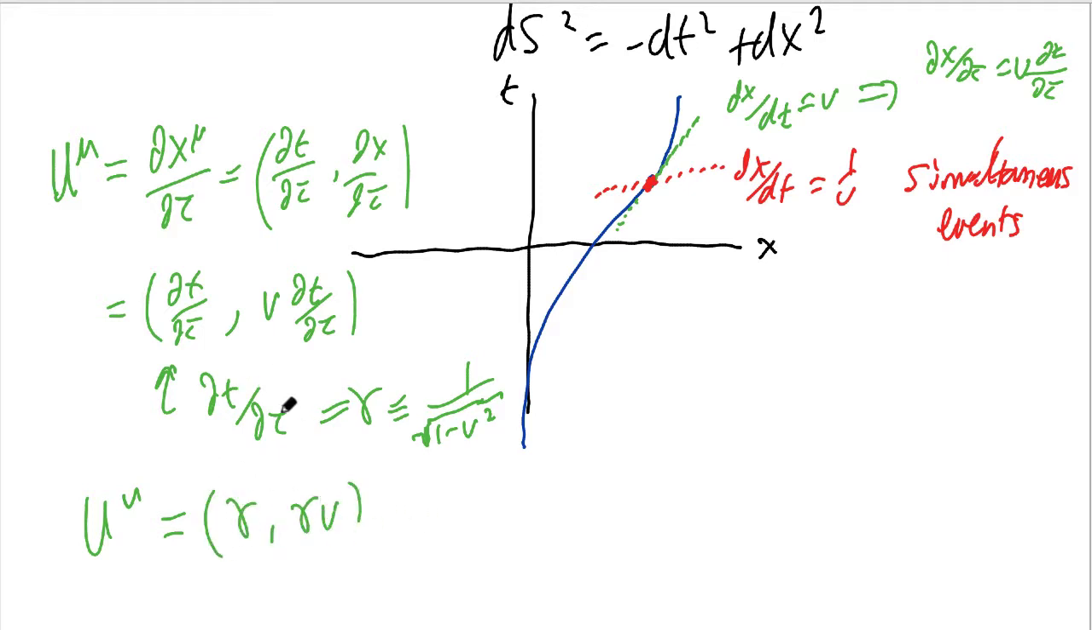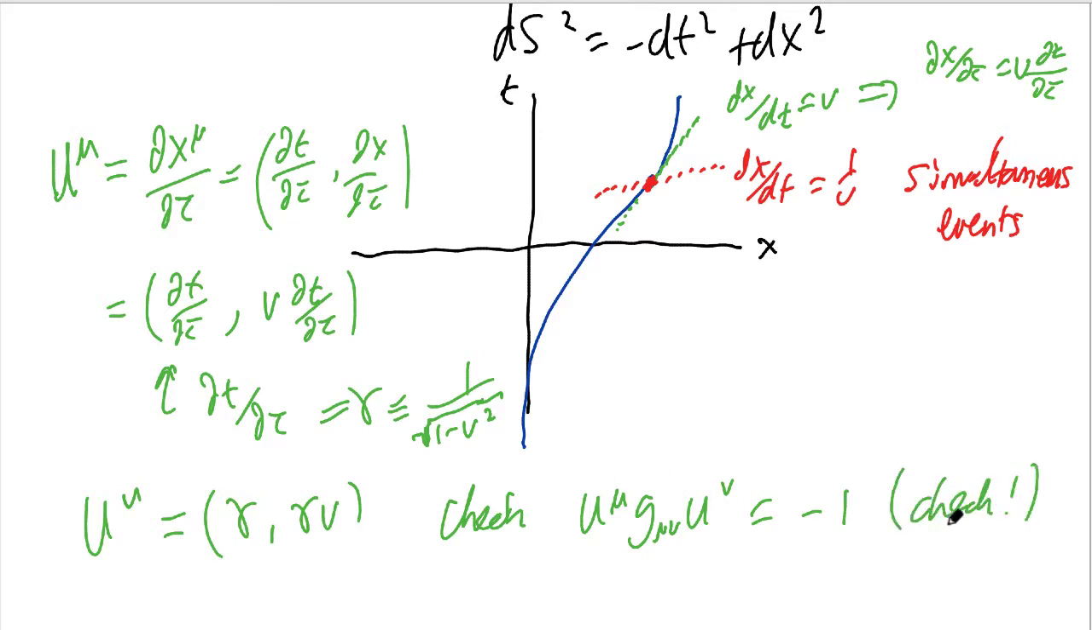And you can check, one way that you can prove to yourself that this factor is equal to gamma is to check that u is normalized. In other words, u^μ g_μν u^ν is equal to minus 1. So check this. All right, so that's the velocity of this observer at that point.